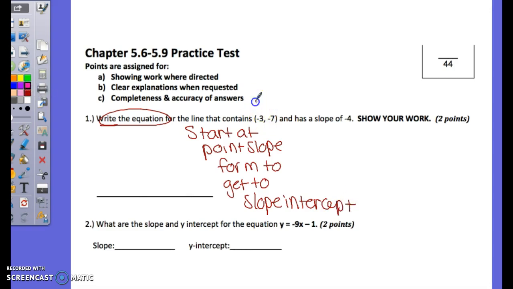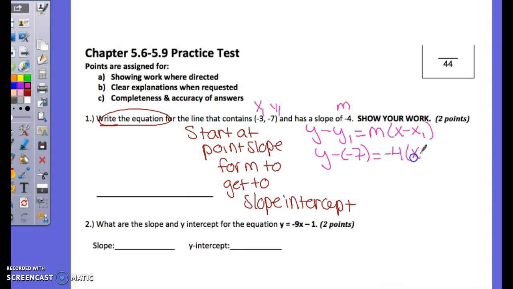So for number 1, you have x1, y1, and you have m equals negative 4. So you start with y minus y sub 1 equals m times x minus x sub 1. This is your point slope. Sub them in. Y minus the negative 7 equals your slope of negative 4, x minus a negative 3. Both of these minus and negative change to plus. So you have y plus 7 equals negative 4 times x plus 3.